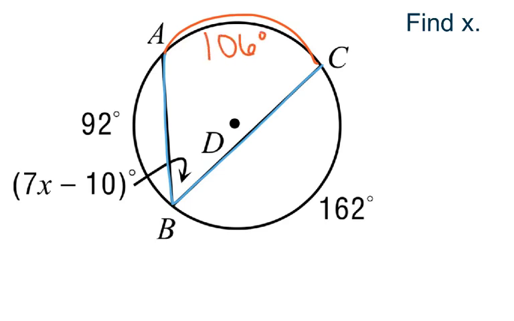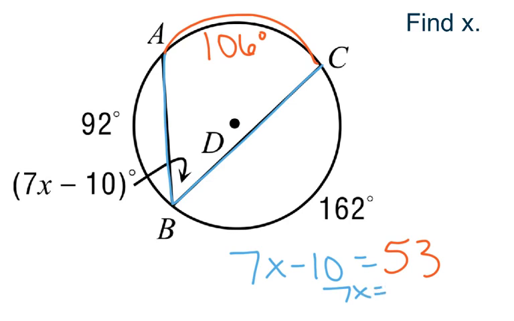degrees. And then I should know that this inscribed angle, the 7x minus 10, is equal to half of the red one. So if I do half of 106, I get 53. I'm going to do that in red just so you know that that's where that came from. And then I just solved the problem really quickly. I'm going to add 10 to both sides, and then I'm going to divide by 7. So I get x equals 9.